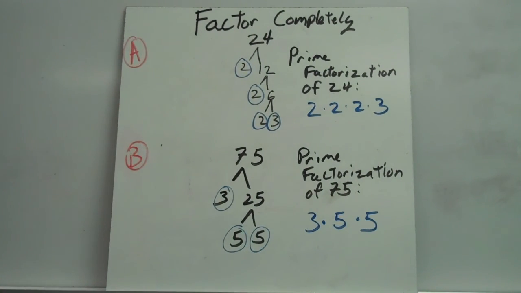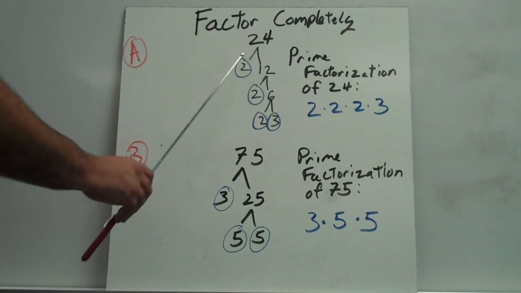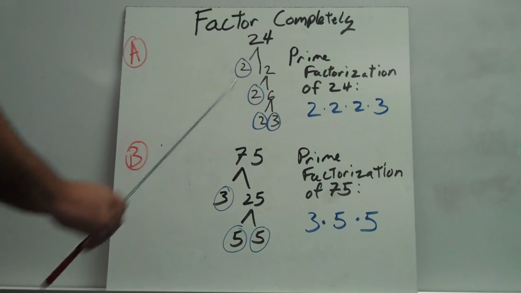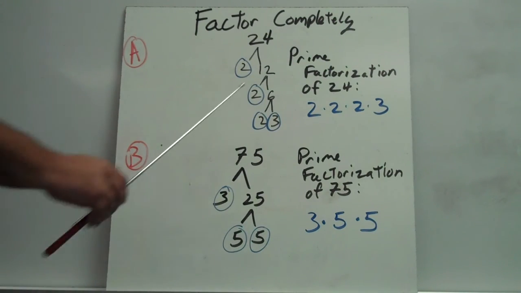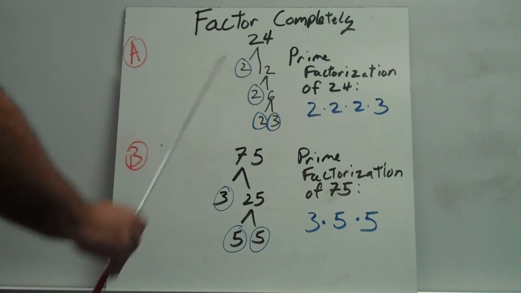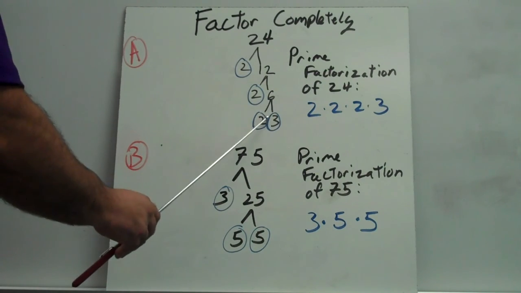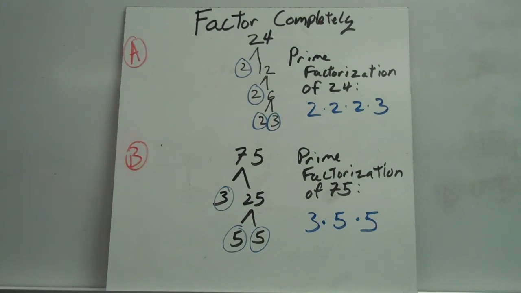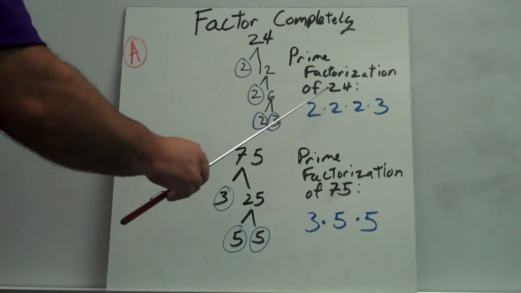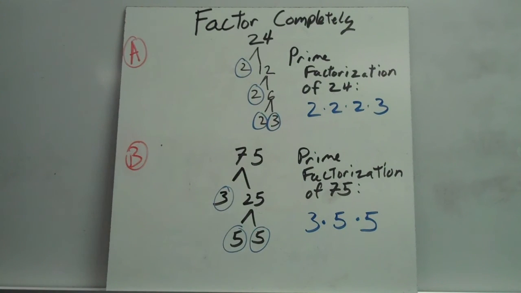So 24. Okay, again, I like to use 2 on my even numbers, so I have 2 and 12. And 12 I know is a composite number because I can use 2 and 6. And then 6 is also a composite number because that can be broken up into 2 and 3. 3 is also a prime number. So for the prime factorization of 24, it would be 2 times 2 times 2 times 3.